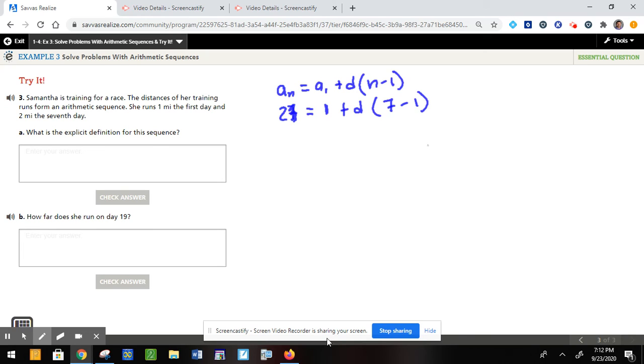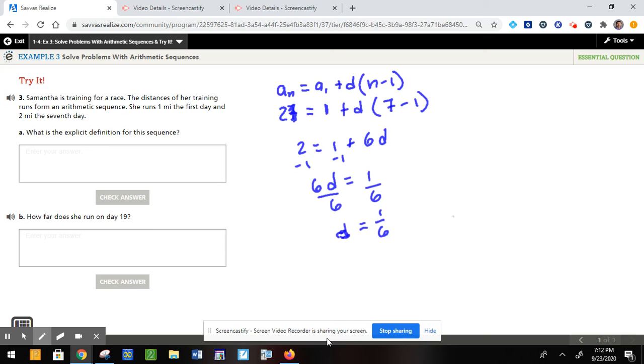Okay. So now we're solving this for the common difference. 7 minus 1 is 6. So you have 2 is equal to 1 plus 6d. Subtract the 1, and you get 6d is equal to 1. Divide by 6, you get d is equal to 1/6. So that means each day that Samantha runs, she's adding 1/6 of a mile to her run.